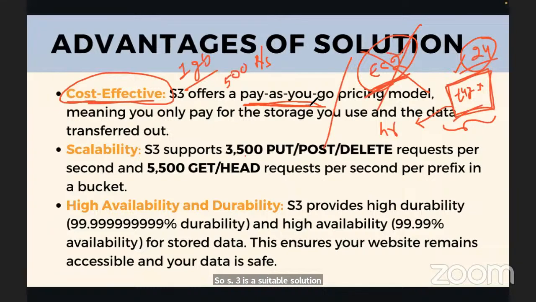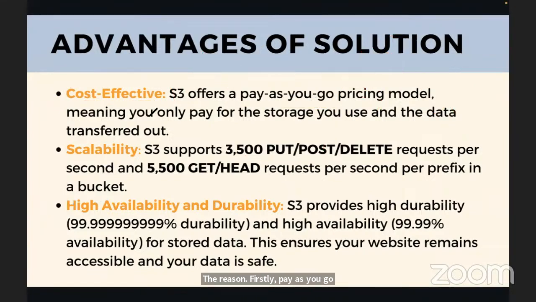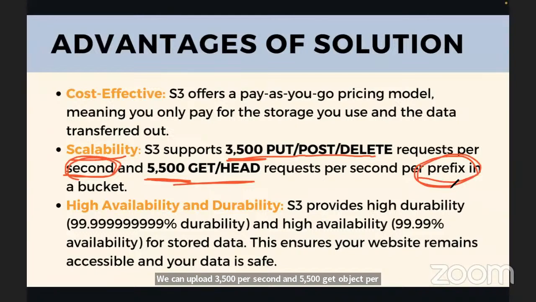The reason, firstly, pay as you go. So what is the second advantage of using this solution? Scalability. Say this S3 platform is going to give 3,500 upload operations per second. The values I'm talking about here are per second. We can upload 3,500 objects per second and 5,500 get object requests per second, that too per prefix. We will talk about the prefixes. So in simple terms, per second, 5,500 requests our website can support.